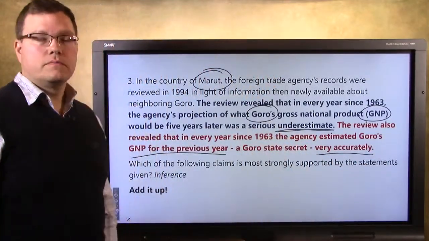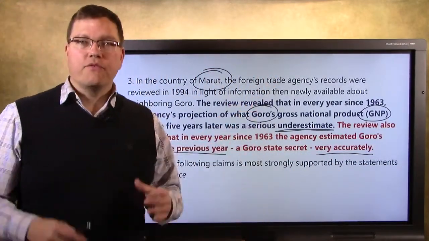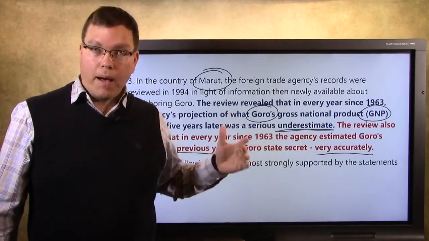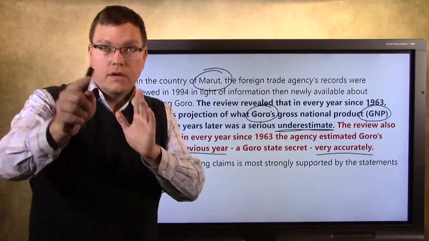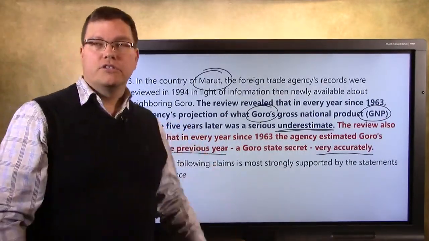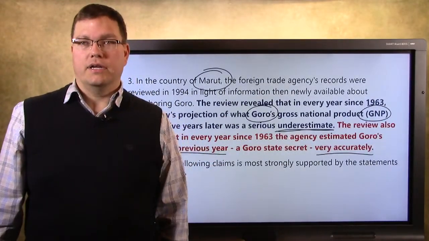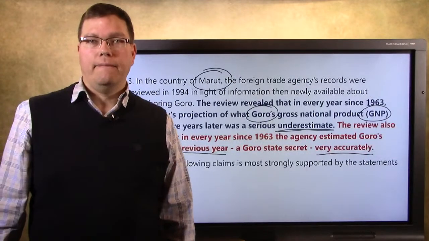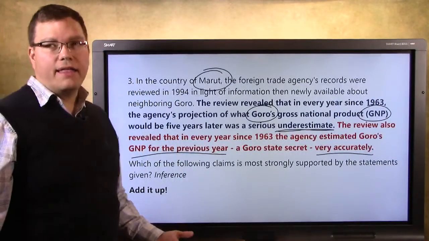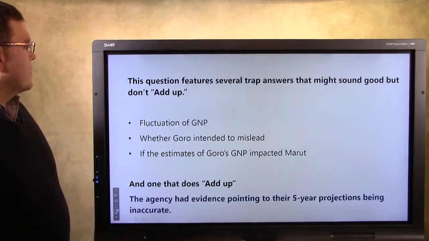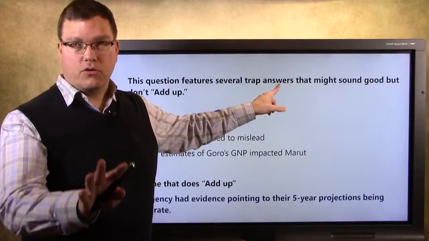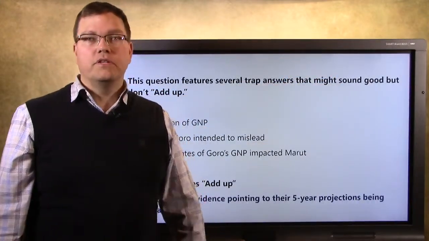So what do we know? We know that every 5-year estimate was an underestimate, but that was looking forward. But we know that when they estimated the prior year's GNP, they were accurate. Okay? Prior year's GNP was accurate. So how can we add this up? Well, there are several trap answers to this particular question that might sound good but don't add up.